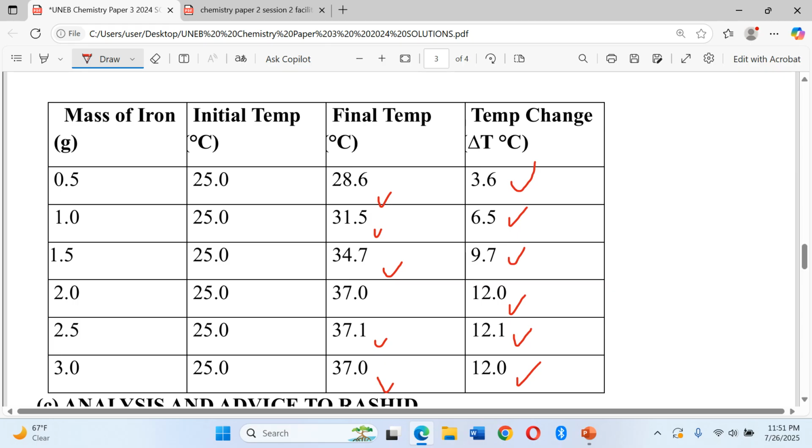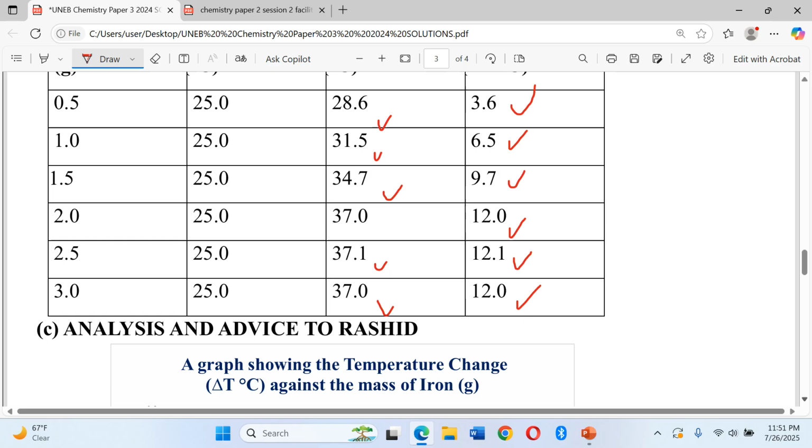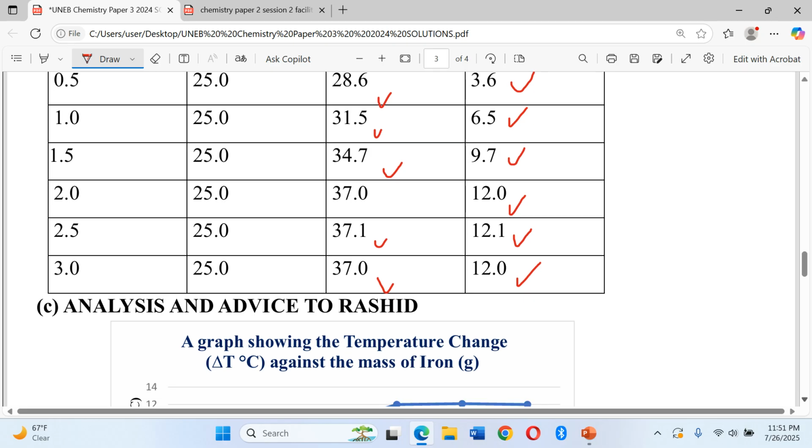Initial temperature in degrees Celsius. Good. Final temperature in degrees Celsius. Temperature change in degrees Celsius. So that is our table of results. Are you seeing how things become nice?